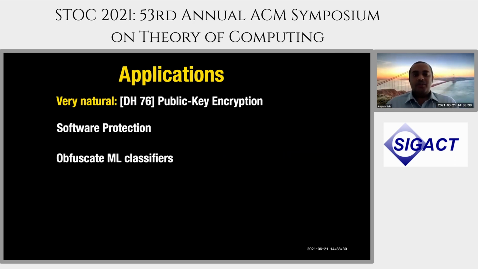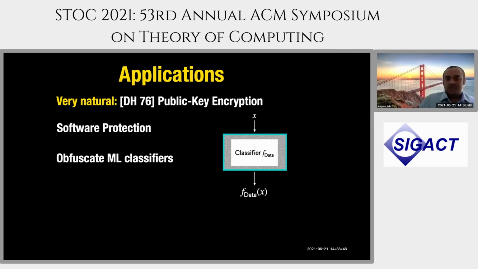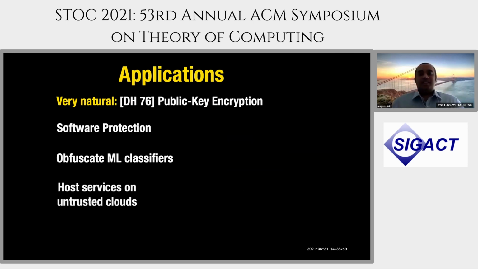Similarly, you can think about obfuscating machine learning classifiers. The way these machine learning classifiers are built, typically they are built by training on a huge set of sensitive data. And if you reveal these classifiers in the clear, you're going to compromise the integrity of your sensitive data. Now, if you had obfuscation, you can also obfuscate the classifier. And the point is, someone who wants to use it can still use it. At the same time, you're going to get the best possible guarantees in terms of protection for the data. But you can also do other things like hosting services on the trusted cloud.